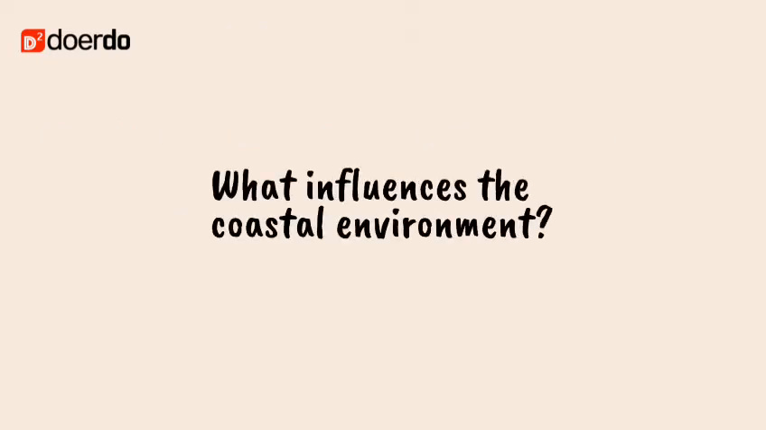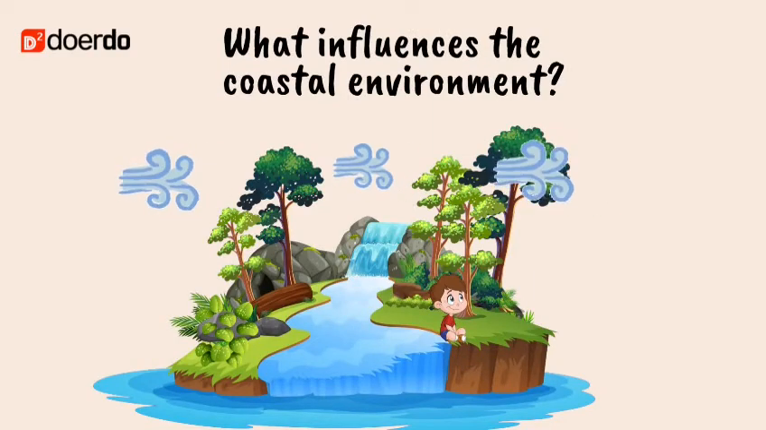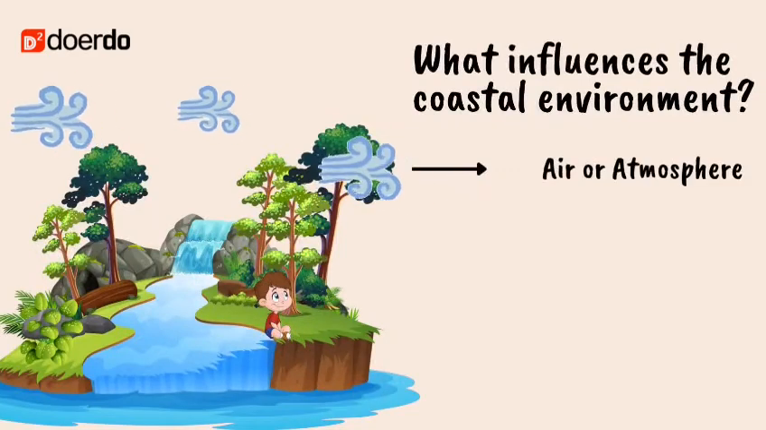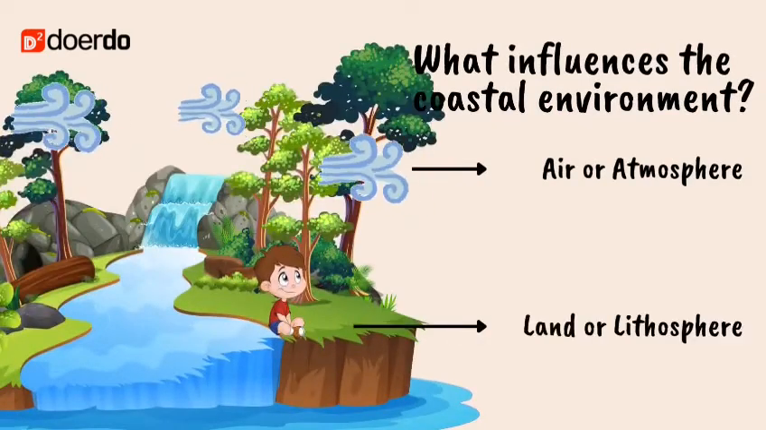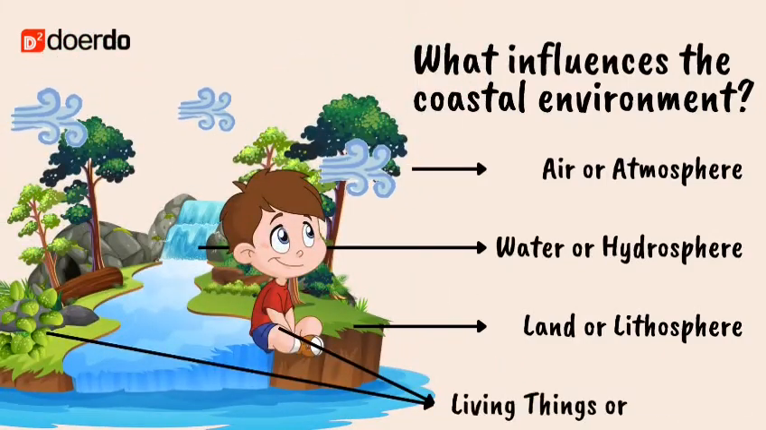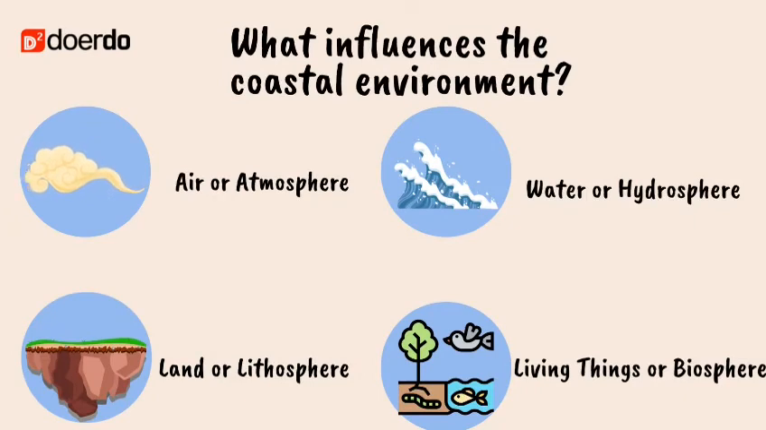So, what influences the coastal environment? The coastal environment is influenced by the interaction of 4 spheres, that is, the air or the atmosphere, the land or the lithosphere, the water or the hydrosphere, and living things or the biosphere. The interaction of these 4 spheres makes a coast to be an open system, as they have inputs and outputs.